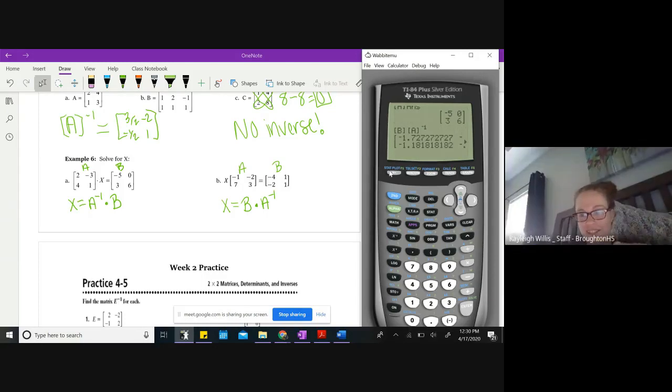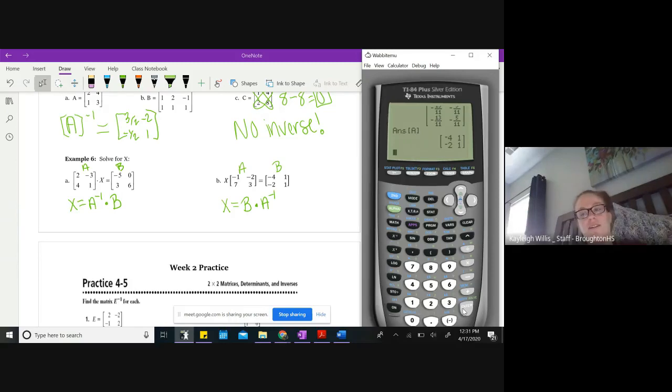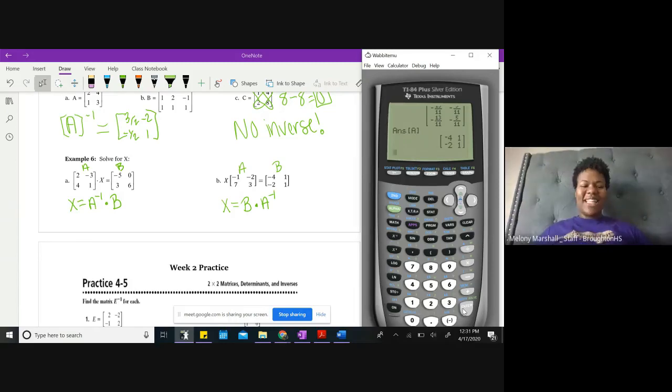All right, that's what I got, but I'm going to hit math, enter, enter. There is my answer that I got. And again, can I check this answer? Yes, it is gross, but it's okay. So to see if it's right, we would do the answer that we just got times matrix A and see if that gives me, oh, it's so nice. And it does. Whoop, whoop.